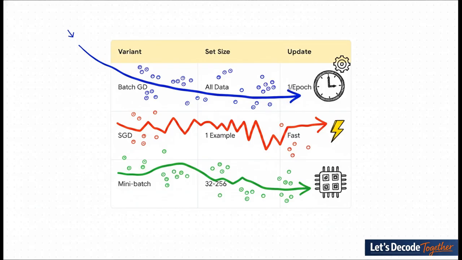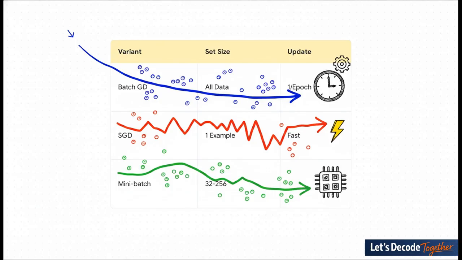First up is batch gradient descent. This is where we compute the gradient using the entire training set, say 1,000,000 examples, before taking a single step. The loss decreases beautifully and smoothly, but man, each step is massively computationally expensive. On the other extreme, we've got stochastic gradient descent, or SGD. Here we take a step after looking at just one single random example. It's incredibly fast, but the path downhill is very noisy, super jumpy.